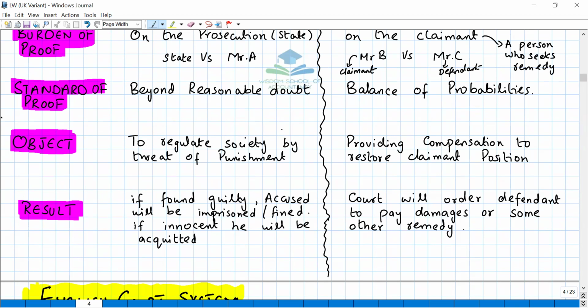While in case of civil law, the court will order the defendant to pay damages or some other remedy. The court will order the defendant, the party who was defending himself and could not, to pay damages or some other remedy. Damages basically means monetary compensation, and as for some other remedy, when we go on with the syllabus, we will talk about the other solutions that you can get.